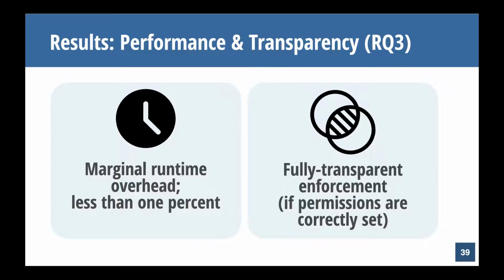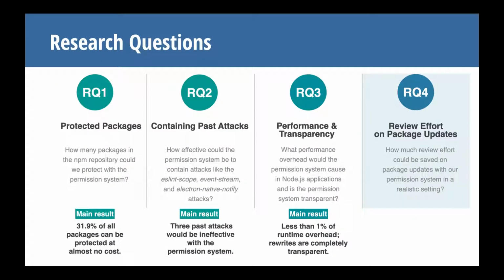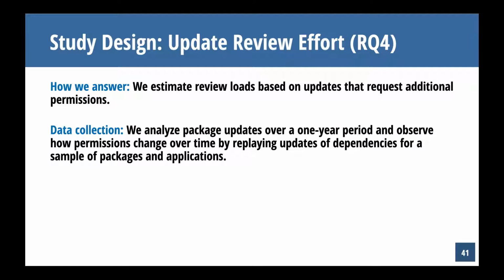Lastly, we investigate research question 4, which provides insights about review effort on package updates. In this research question, we want to know how much review effort could be saved on package updates with our permission system in a realistic setting. To answer this research question, we estimate review loads based on updates that request additional permissions. To do that, we analyze package updates over a 1-year period and observe how permissions change over time by replaying updates of dependencies for a sample of packages and applications.